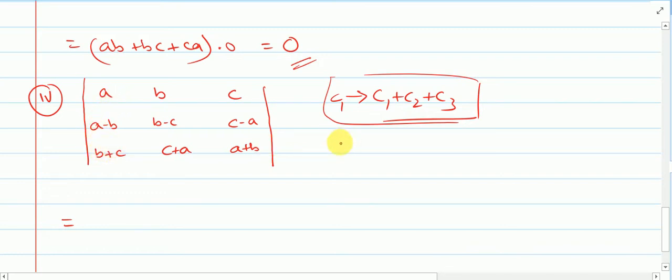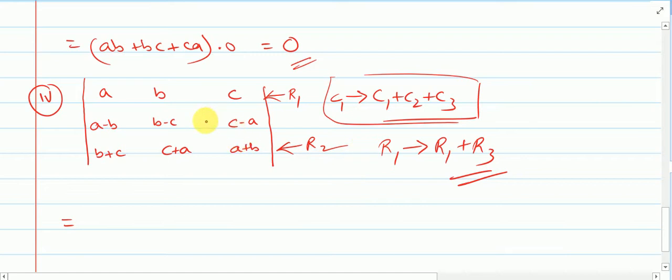Or what we can do is, you can see this is your first row and this is your third row. If you operate this, that means in the next step your first row should become r1 plus r3. So can you see, this will become a plus b plus c, this will become b plus c plus a, and this will become c plus a plus b. That means you are getting a plus b plus c, a plus b plus c, a plus b plus c common. So we should go for this.